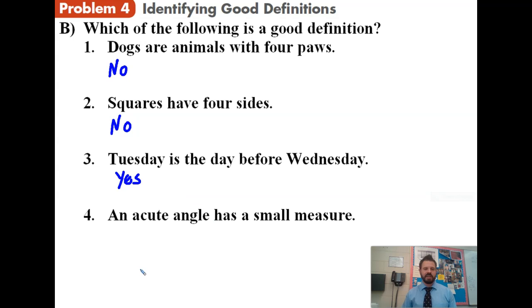Okay, last one's a bad definition just for a different reason. An acute angle has a small measure. And the issue with this is I'm not sure what small means. That's not precise language. Maybe small means less than 90, which would work. But if small means something else to you, I'd say it's not a good definition, because it isn't specific about what small is. So this one I'd say no as well.